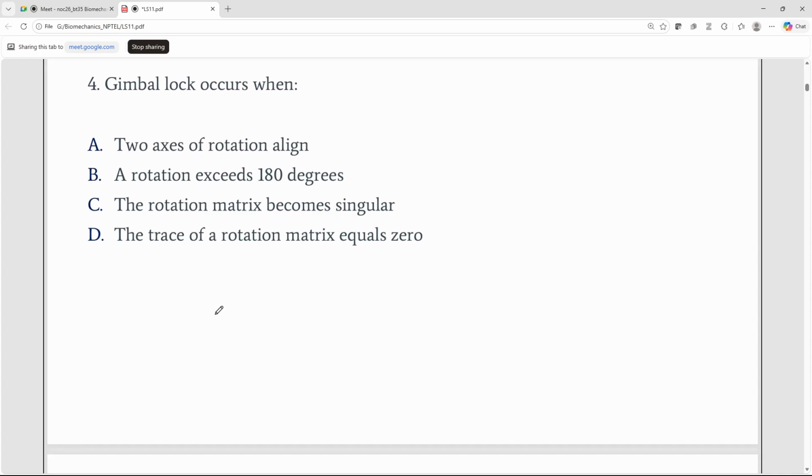Next question. Gimbal lock occurs when? Options are option A, two axes of rotation align. Option B, a rotation exceeds 180 degrees. Option C, the rotation matrix becomes singular. Option D, the trace of a rotation matrix equals 0.